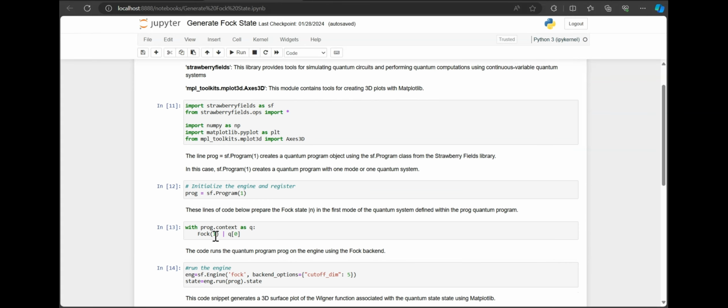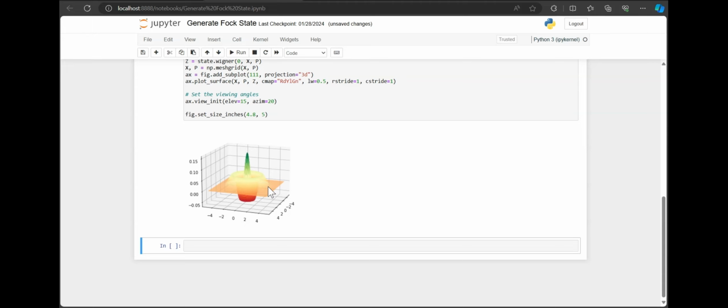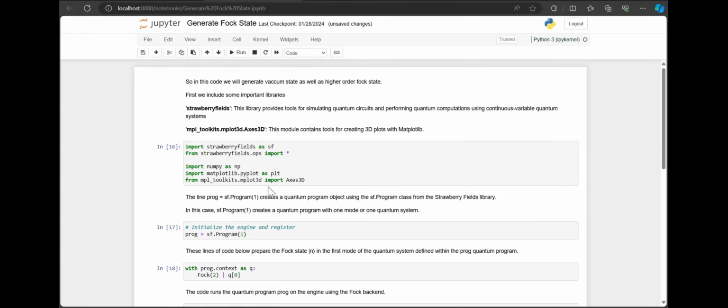Let us go ahead and make this n equal to 2. And you can see now this is the Wigner distribution function for n equal to 2. So you can understand now that the Wigner distribution function can be plotted using Strawberry Fields, and we will work with these states, also with coherent states and squeezed states and so on, in the next videos, and learn how to implement them in Strawberry Fields.